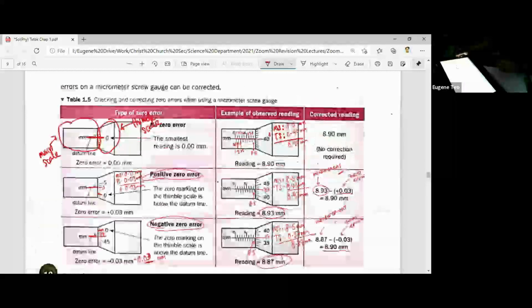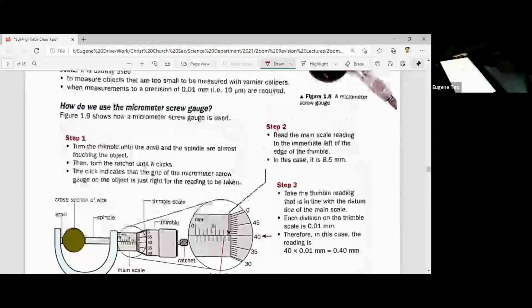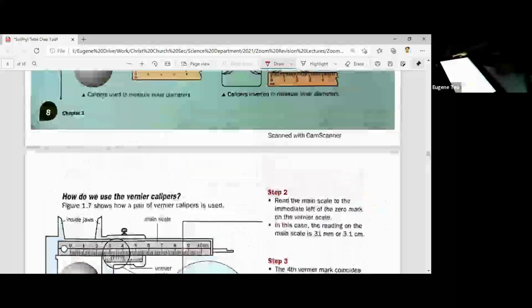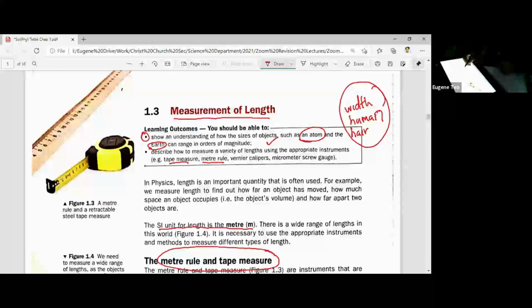If we go back, remember I told you there's always the learning objectives at the start of every section. Now, with the measuring tape and meter rule, you know how to use them, and we have also covered the vernier caliper and the micrometer screw gauge. So we're done with this objective, the learning outcomes. This is for 1.3.